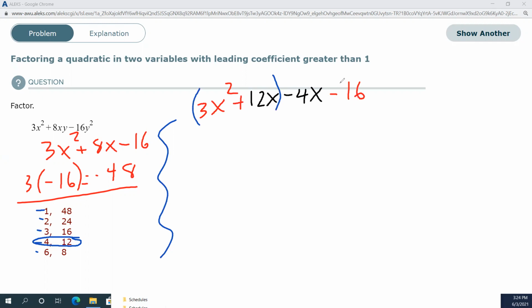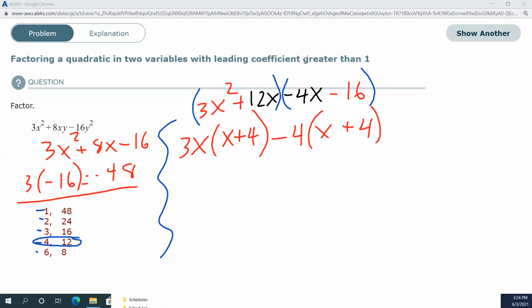All right. So then I do my factoring by grouping. Out of the first binomial, I can pull a 3x. Sweet. I'm left with x plus 4. And this middle sign is minus, so I'm going to factor out a negative something. Turns out negative 4. And I'm left with x plus 4. Now I can factor out an x plus 4.